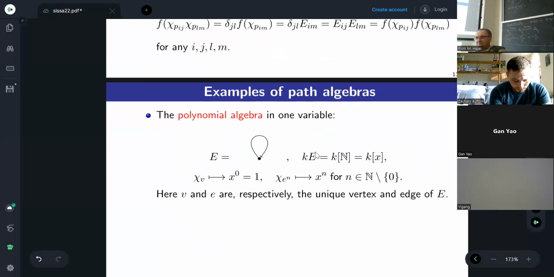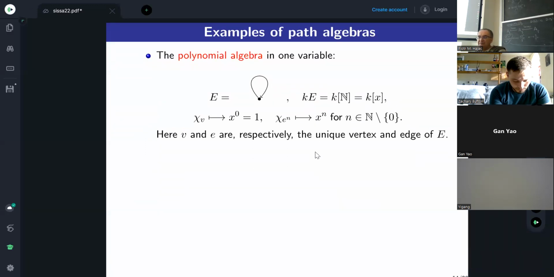More examples. The polynomial algebra. If your graph is just one loop and one edge, then the path algebra is just the polynomial ring in one variable, right? Chi v is just 1 in your algebra. Obviously, even by this formula, the sum over all vertices gives you 1. Well, here the sum is over one element, so chi v must be the unit of this ring, and it is. So it's x to the power 0 if you want. And the only paths you have are powers of e.